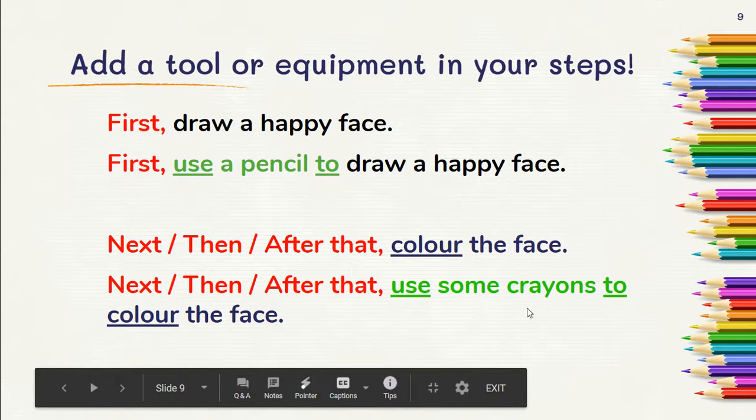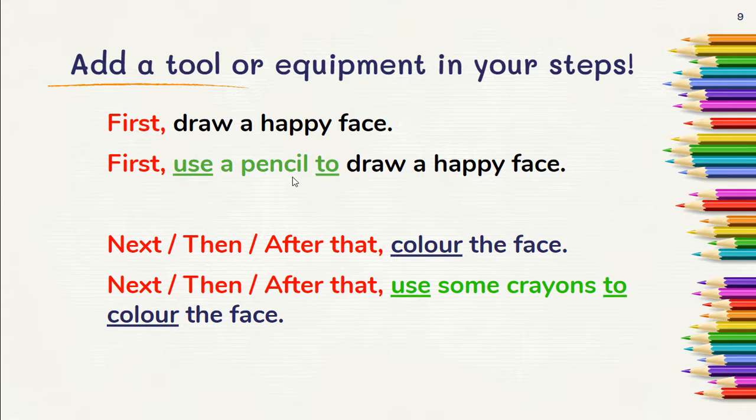Now, if you want to use more than one, you can say some, you can say maybe a little. It depends on what it is. If it is only one thing, for example, a pencil, you can use a or an in front of that tool or equipment.